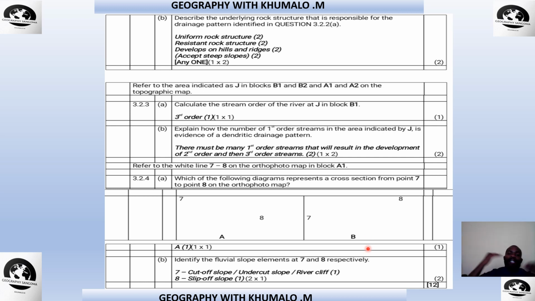So you see, in map interpretation, they'll always ask you things that are in climate and things that are in geomorphology in paper 1.